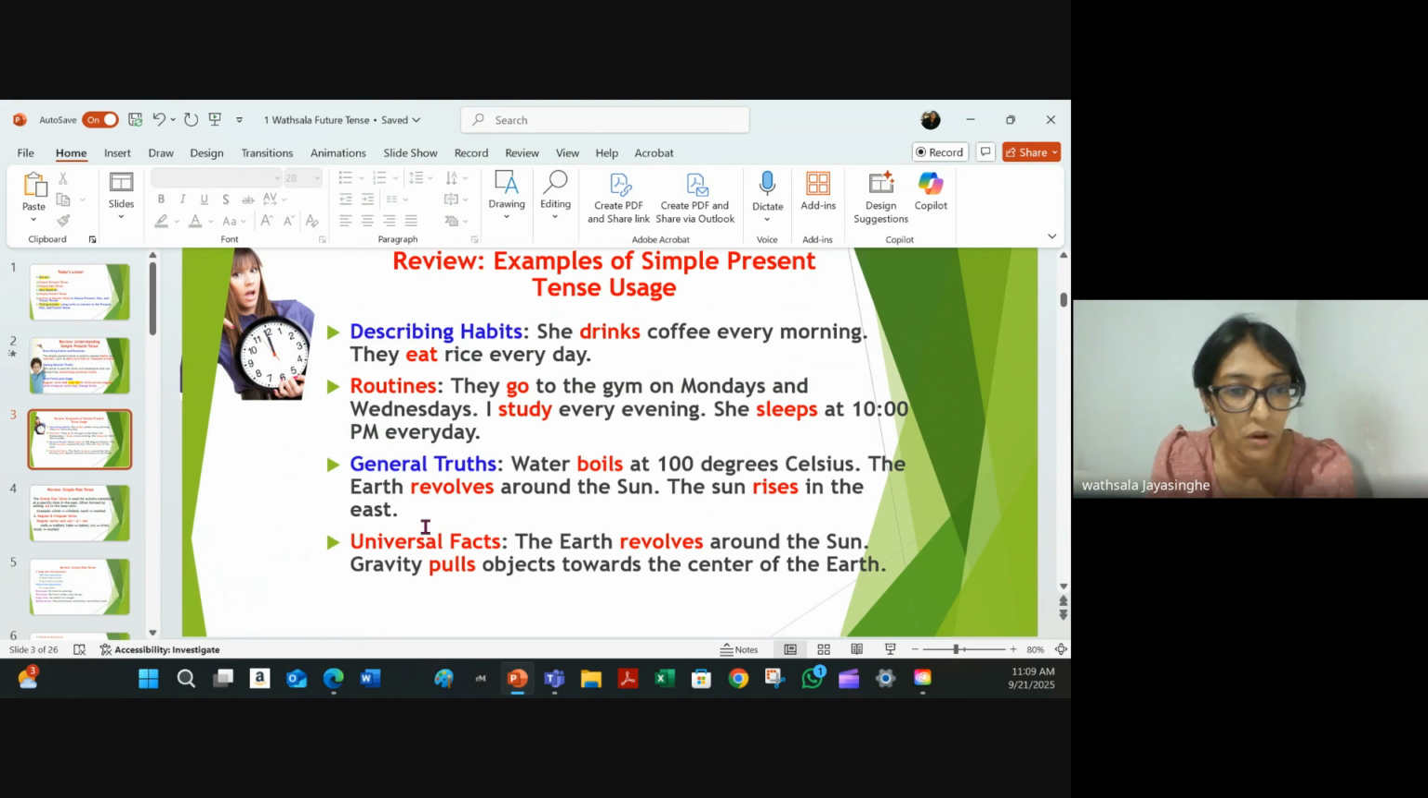The earth revolves around the sun. The sun rises in the east. Universal facts: the earth revolves around the sun. Gravity pulls objects towards the center of the earth.